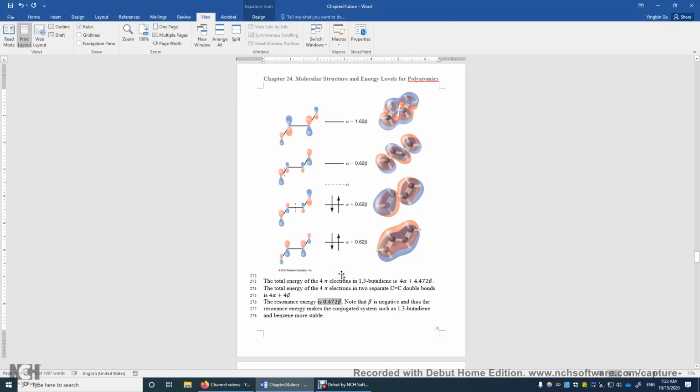All right, let's talk about 4 separate carbon atoms. The energy of the 4 2p electrons, 1 from each separate carbon atom, is just 4 alpha. Alpha for each 2p electron, 4 such electrons, you get 4 alpha. But then if you form 2 double bonds, the energy is decreased to 4 alpha plus 4 beta. And now if you form conjugation, it's 4 alpha plus 4.472 beta.